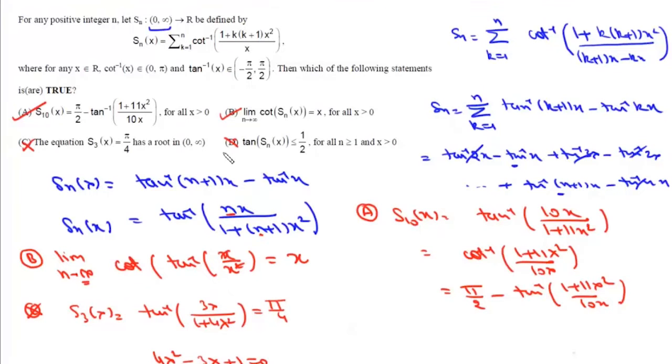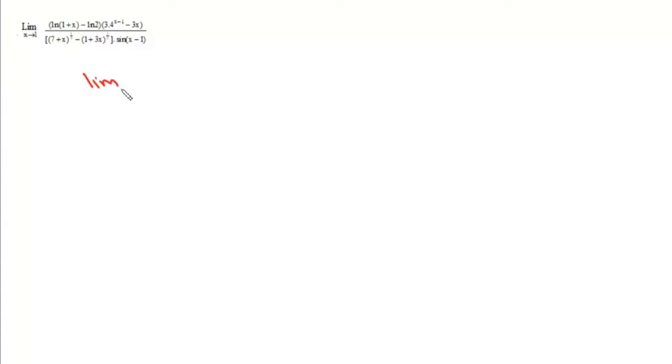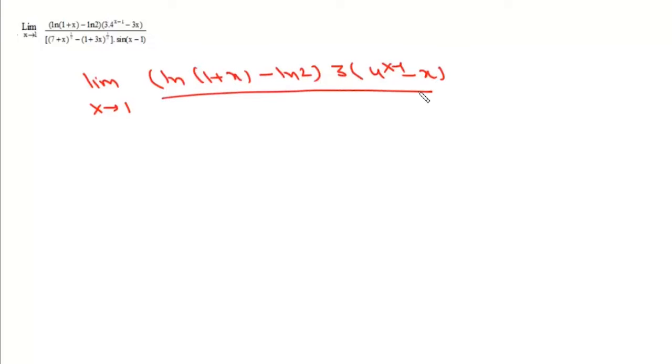So the correct options are only A and B. Now here the question is, we need to solve this limit: x tends to 1, [log(1+x) − log 2 − 3(4^(x−1) − x)] upon [(7+x)^(1/3) − (1+3x)^(1/2)] sin.